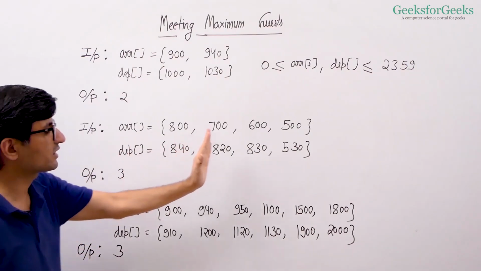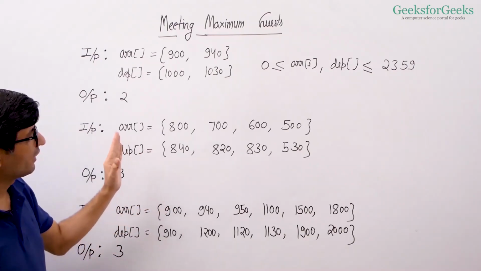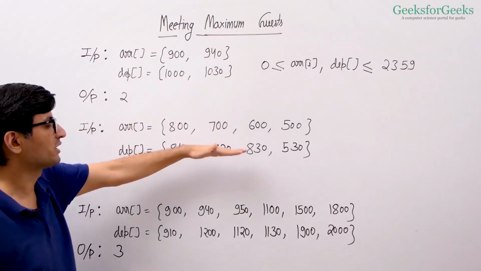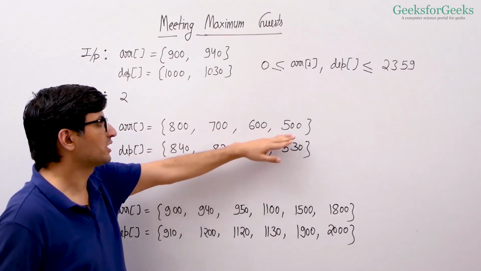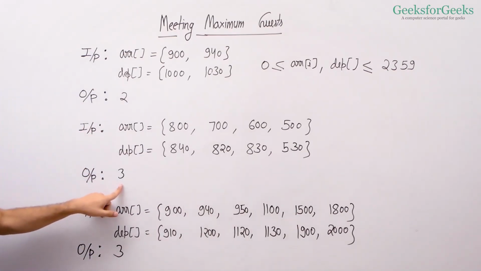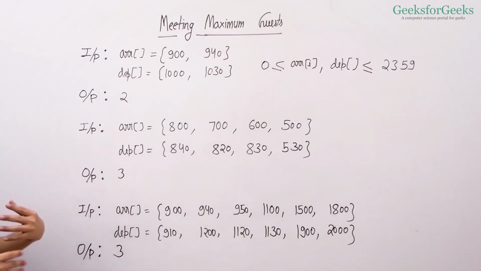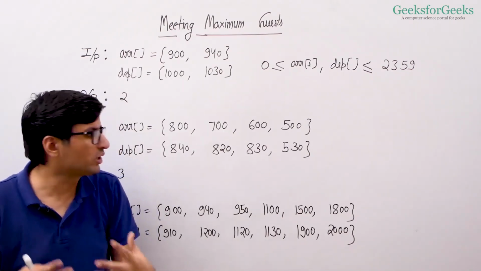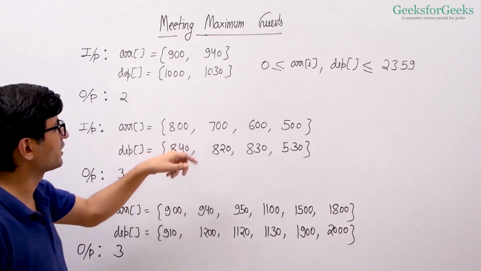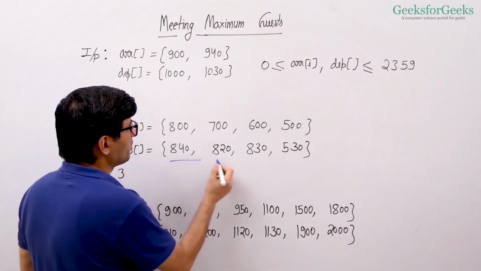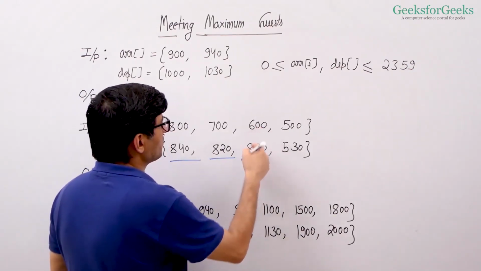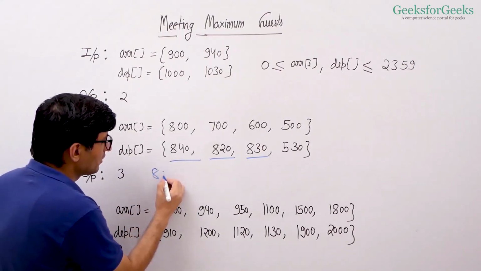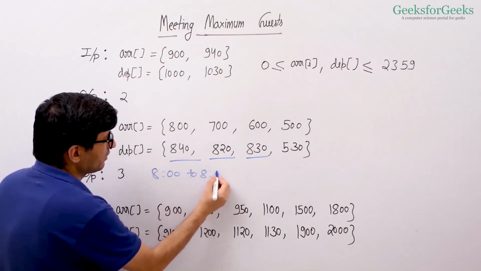Let's now see this example. Here you have four guests coming to the party, and these are their arrival and departure times. Guest 1 comes at 8 o'clock, leaves at 8:40. Another comes at 7 o'clock, leaves at 8:20. Another comes at 6 o'clock, leaves at 8:30. Another comes at 5 o'clock and leaves at 5:30. In this party, you can meet maximum 3 people. What time will you go to the party so that you can meet 3 people? You will be going from 8 to 8:20. This guy is there from 8 to 8:40, he is there from 7 to 8:20 and he is there from 6 to 8:30. So if you go from 8 to 8:20, you will be able to meet 3 people.